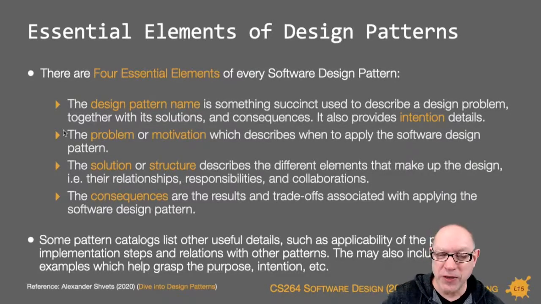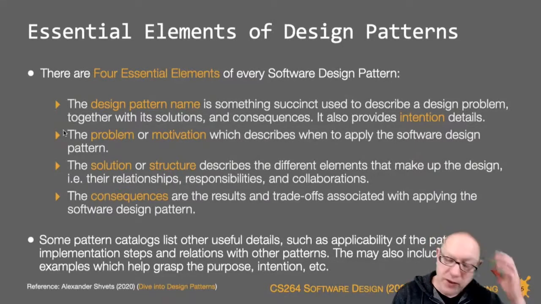So the next element is the problem or motivation. That describes when to apply the design pattern. So when we know that we want to apply a pattern for doing undo and redo, for example. The next element is the solution or the structure, and that describes the different elements that make up the design, the relationships, responsibilities, collaborators, all that stuff.